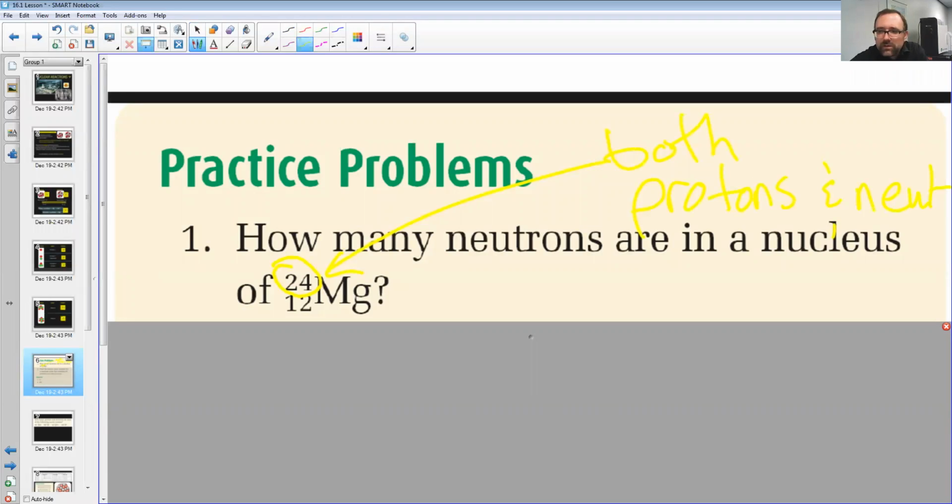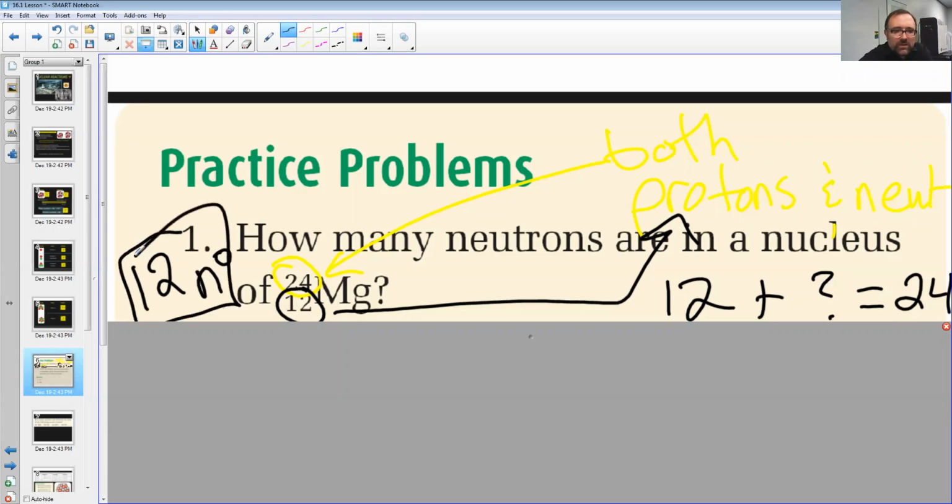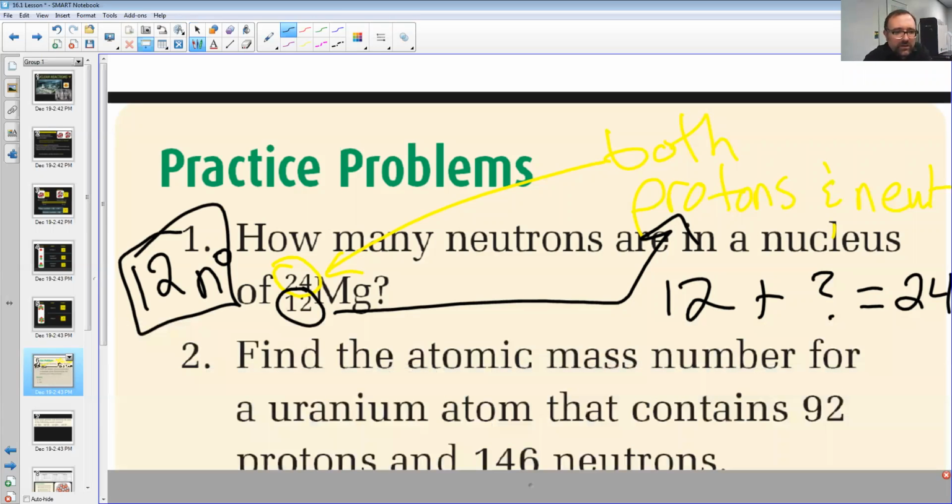Okay. So in that case, you're going to know the number of protons already, because that's your 12, plus question mark equals 24. Well, that should be straightforward. You're going to get 12 neutrons at the end of the day. The notation for that is the atomic number as a subscript and the mass number as a superscript, by the way. Okay, the next one we're going to look at is reading it.